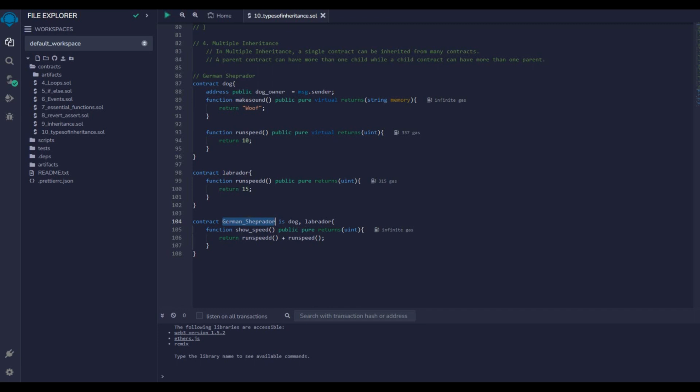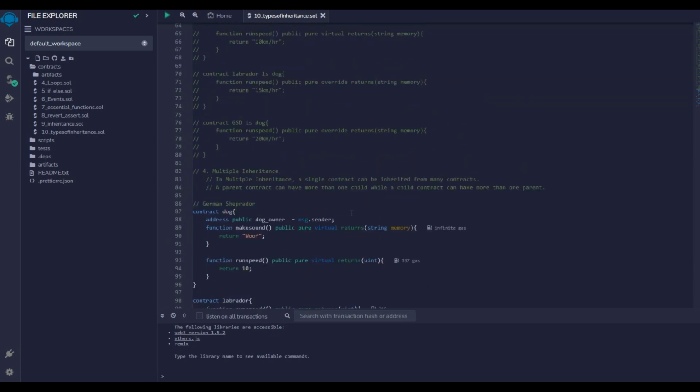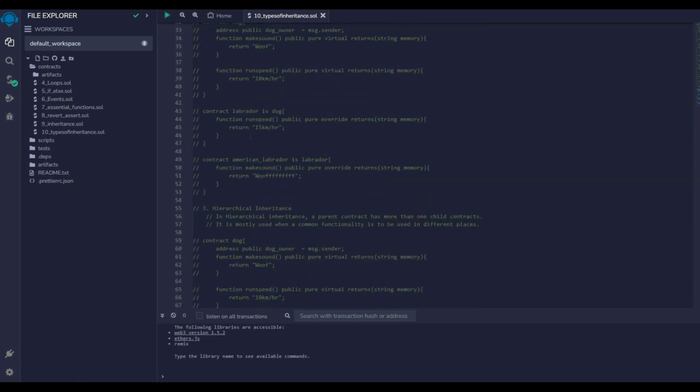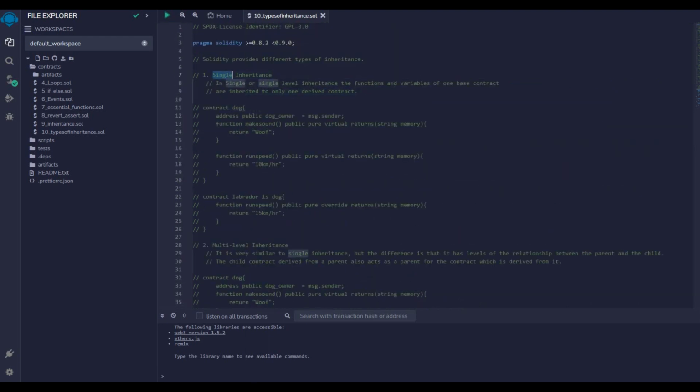It's just an example to explain. What we do is inherit both the parent classes. So this is how multiple inheritance, hierarchical inheritance, multi-level inheritance, and single inheritance are different.